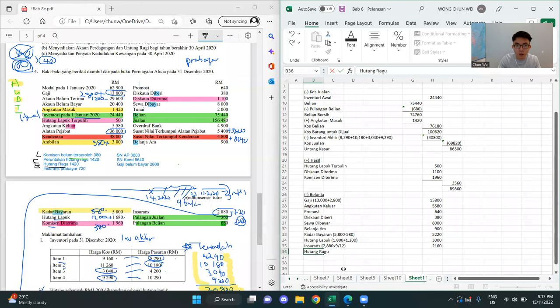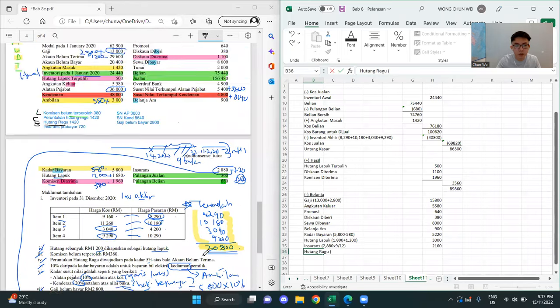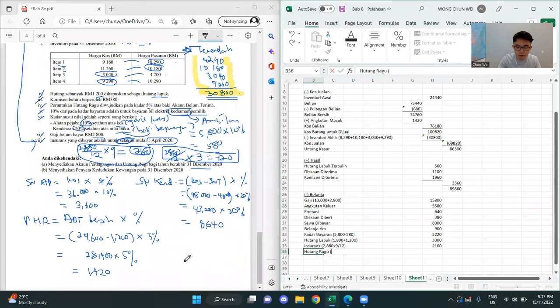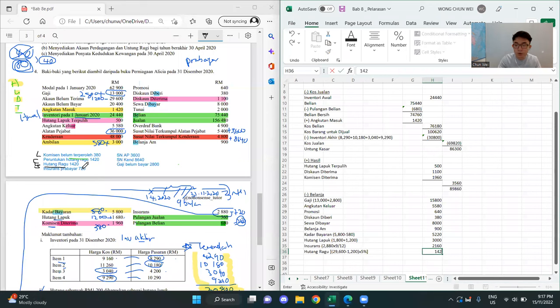All right? And by the way, how do we get this hutang ragu? We are actually using the 29,600 minus the new hutang lapuk. Remember how we calculate this one? We use the ABT minus the hutang lapuk and then times the 5%. And then I'm showing the working here so that the examiner knows how I get this figure. So you get 1,420. Okay, then insurance prabayar is an asset.